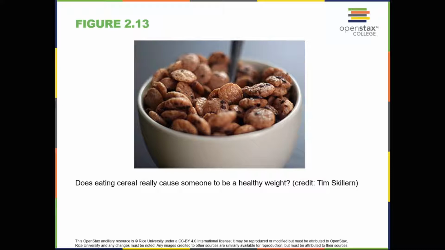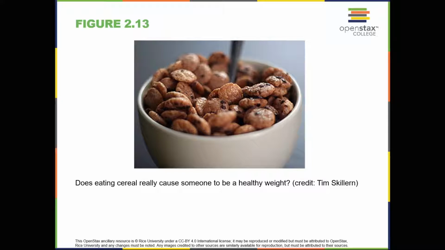Unfortunately, people mistakenly make claims of causation as a function of correlations all the time. Such claims are especially common in advertisements and news stories. For example, recent research found that people who eat cereal on a regular basis achieve healthier weights than those who rarely eat cereal. Guess how the cereal companies report this finding?